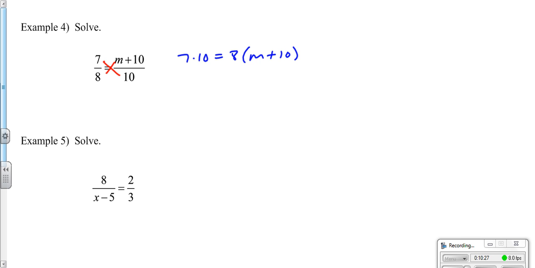On review 2, I think I tried this method, but it was only a 1 that I was distributing. Now I have an 8. So a 1 is not a big deal, but an 8 definitely is. So 7 times 10 is 70. 8 times m is 8m. 8 times 10 is 80. Solve for m. So I'm going to subtract 80. And we get 8m equals negative 10.